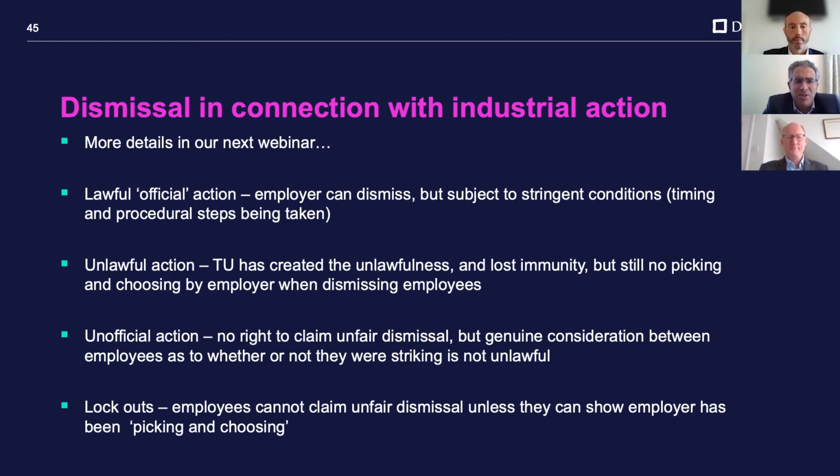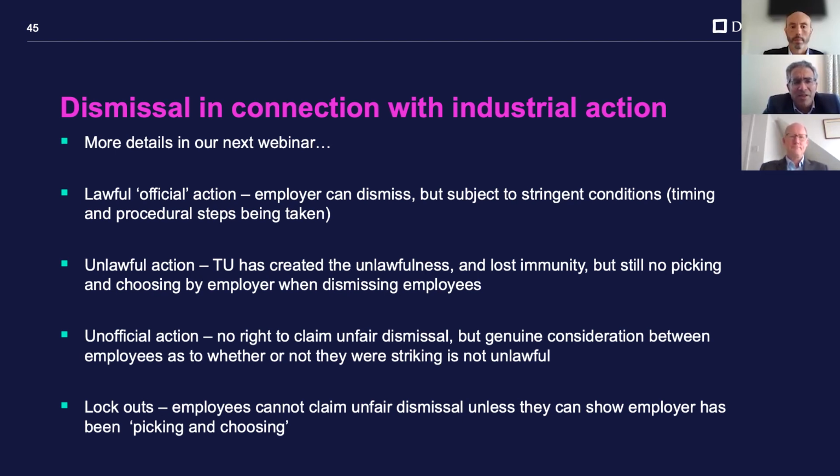So an individual might be dismissed in connection with industrial action, perhaps where there is lawful official action being taken. That's where the trade union has properly notified the employer, balloted its members, given notice to the employer, and individuals are then taking industrial action, whatever form that may take. Now, even in that context, an employer can potentially dismiss those employees who are taking part in that action, but it has to be incredibly careful. Essentially, it's subject to certain quite stringent conditions, broadly relating to the timing of the action that the employer takes and the procedural steps that it takes, not least usually involving ACAS.